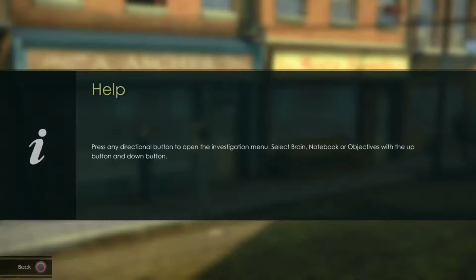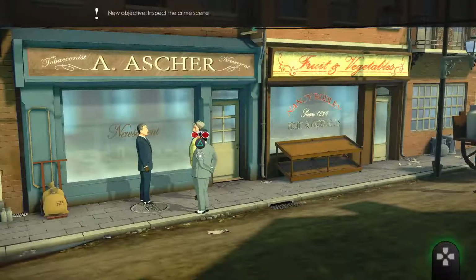You know, now that you mention it, yes, I do get the Pink Panther vibes. Especially the detective that we're controlling being French. Press any directional button to open the investigation menu. Select Brain, Notebook, or Objectives with the up button and down button. Okay, yeah, we already figured that out.